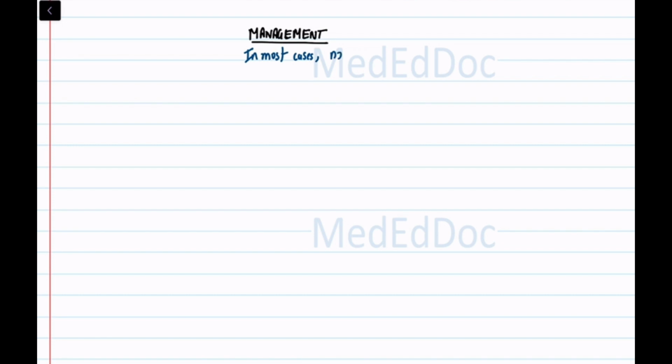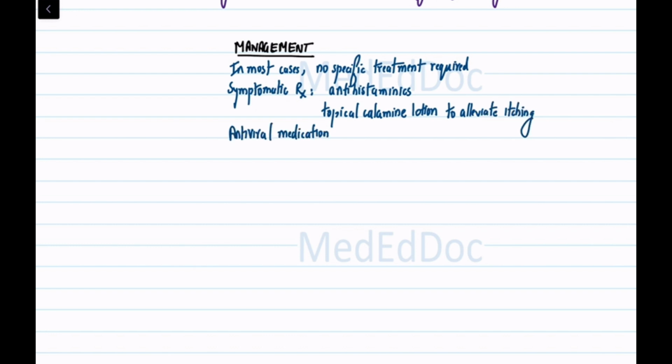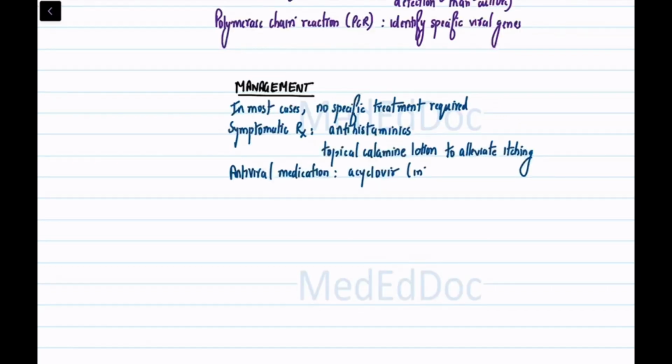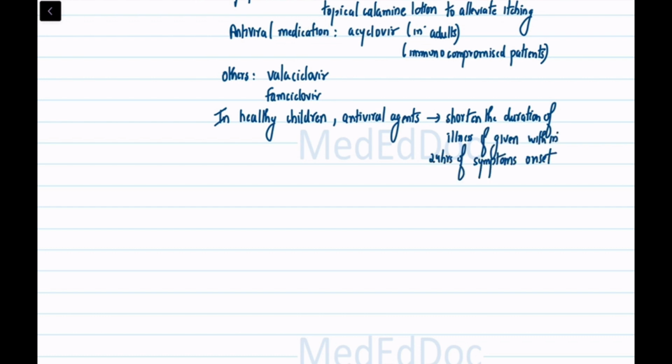Management. In most cases, no specific treatment is required. Symptomatic treatment includes using antihistamines and topical calamine lotion to alleviate itching. Antiviral medications like acyclovir can be used in adults or immunocompromised patients to reduce complications. Other options include valacyclovir and famciclovir. In healthy children, antiviral agents may shorten the duration of illness if given within 24 hours of symptom onset.